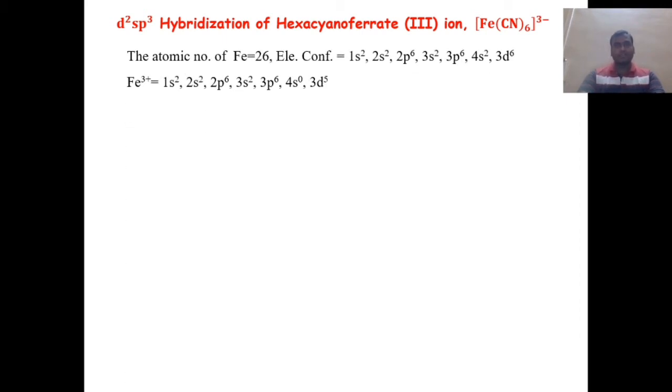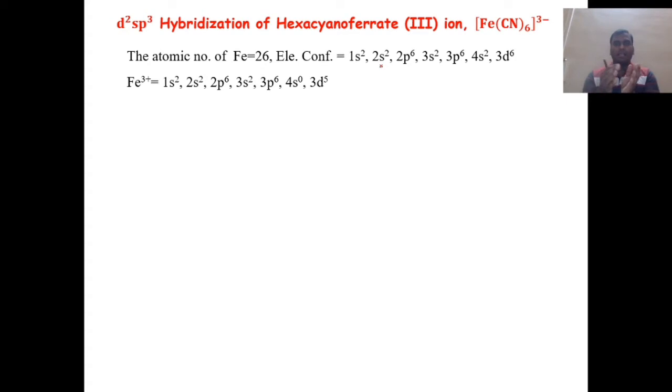Then again, there is another example of d2sp3 hybridization, the hexacyanoferrate ion. So here is an iron complex ion which is formed with the cyanide. In this case, how does the d2sp3 hybridization take place? The first step is we should know the atomic number of the iron, and the atomic number of iron is 26, and its electronic configuration is 1s2, 2s2, 2p6, 3s2, 3p6, 4s2, 3d6.